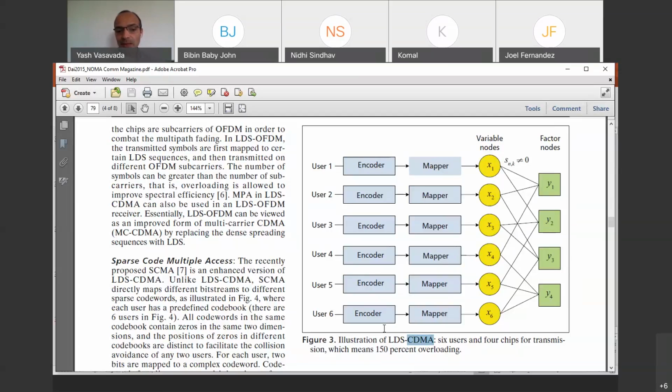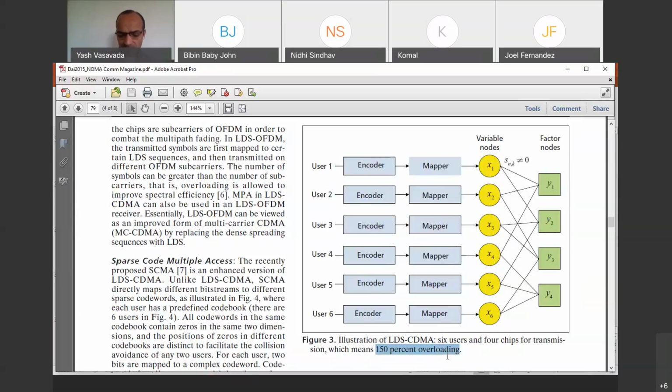And therefore, I may be able to extract individual chips in a more effective manner. And that is what this diagram illustrates, that with only 4 chips, they are able to multiplex 6 users, which means 150% overloading.